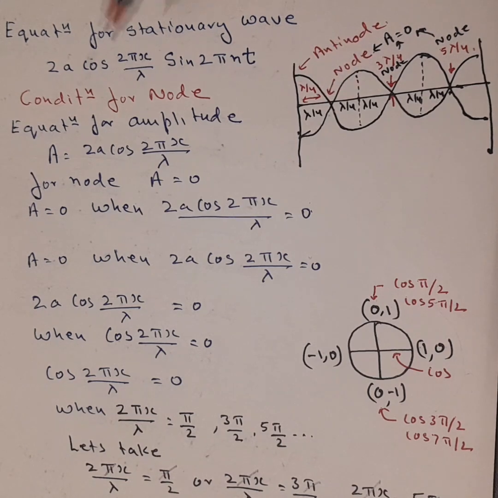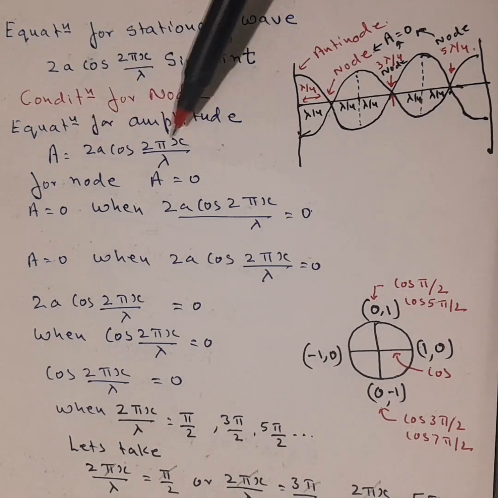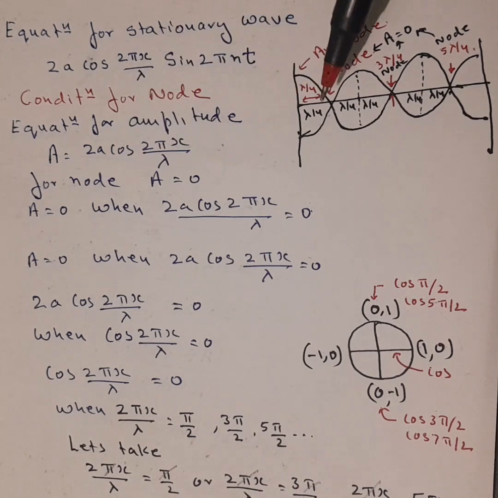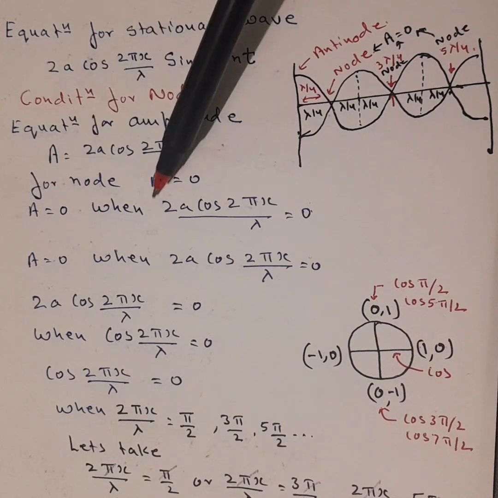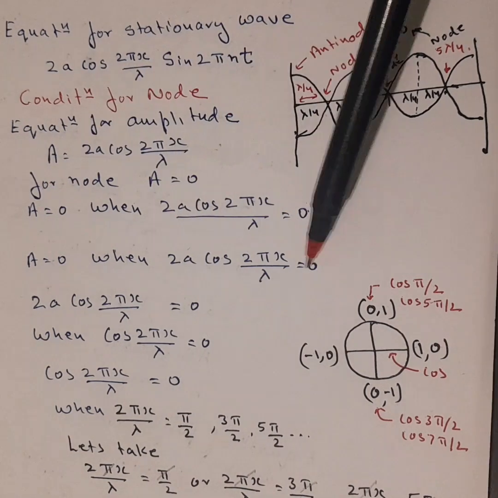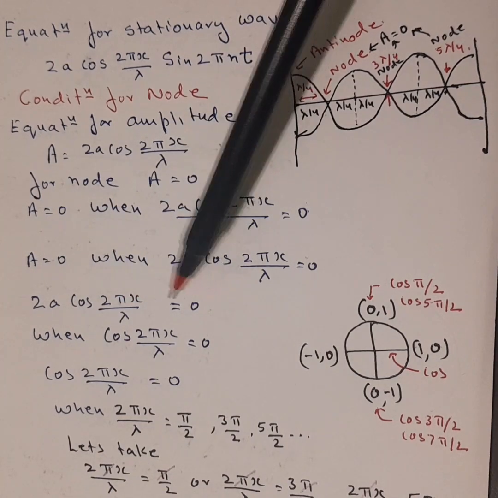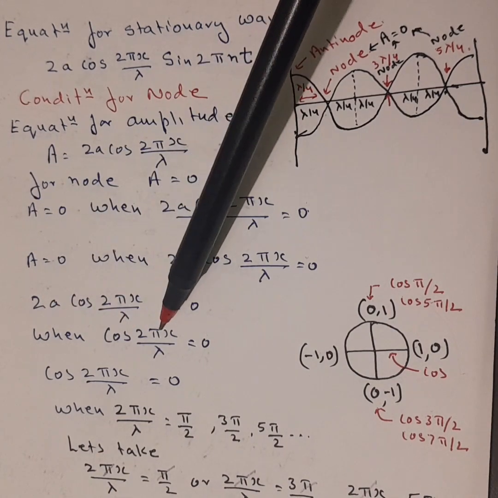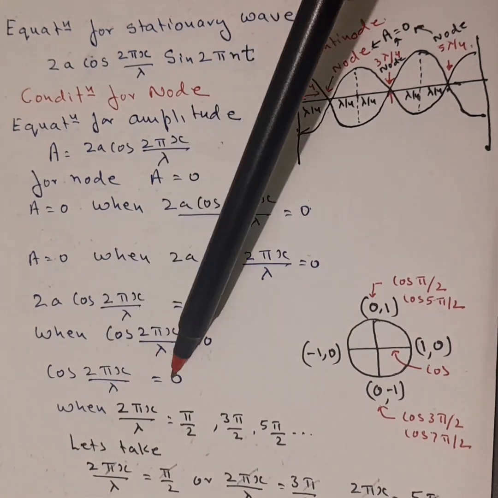Alright, now let's get into the equation of the stationary wave, which I already mentioned. Condition for node, let's try and understand. The equation for amplitude is 2a cos(2πx/λ). Now at a node, amplitude is 0. So the amplitude is 0 when this entire expression is 0. Now 2a cos(2πx/λ) is equal to 0 when cos(2πx/λ) is 0. Okay, when does that happen?